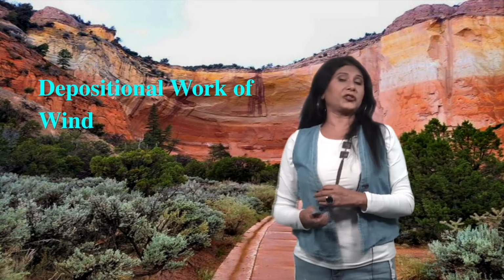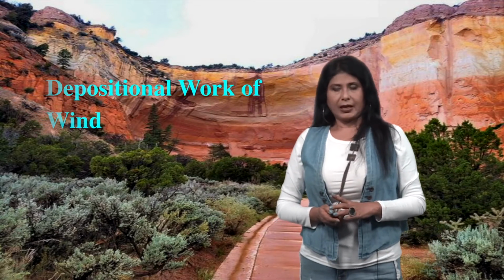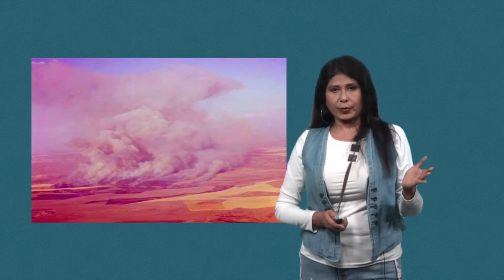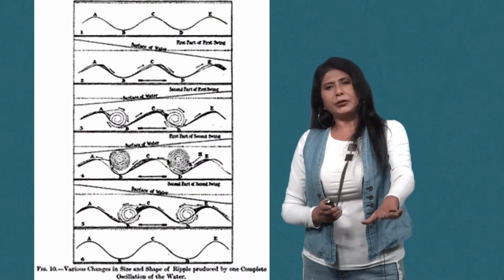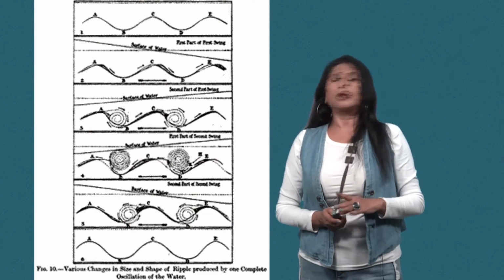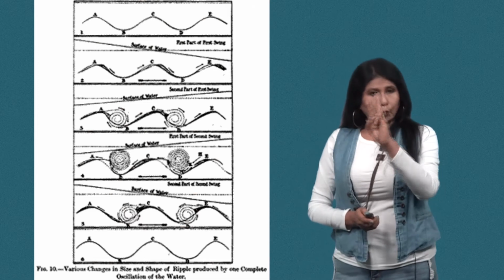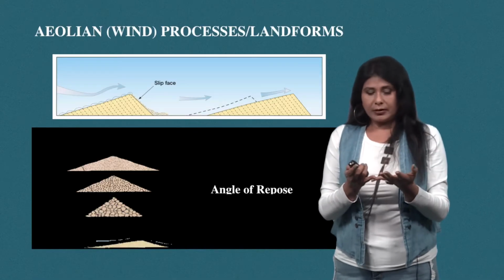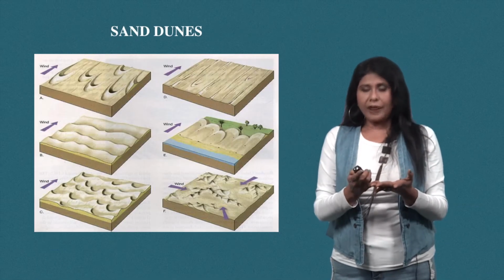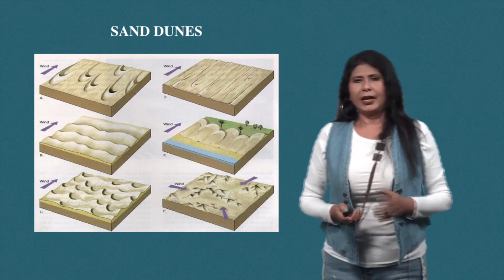Now the depositional work of the wind. The dust storm or sandstorm, once they are generated, they can go for thousands of kilometers away, somewhere where the velocity of the wind checks. They start falling down and they get deposited in the form of three. One is the ripple, next is the sand dune, and the third is the loess.